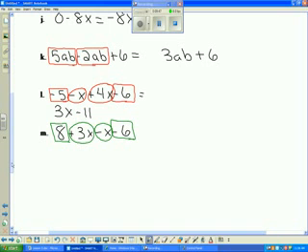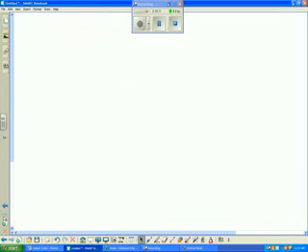So now we're going to combine it. You ready? 3x minus x? 2x. 8 minus 6? Nice job. Okay, how did we do with those? Any problems? All right, so let's talk about how we use this to solve equations.